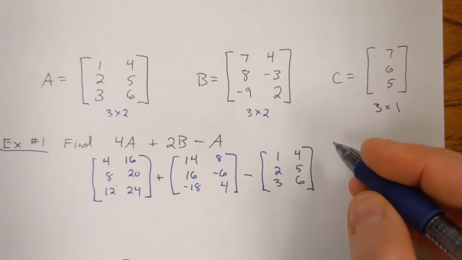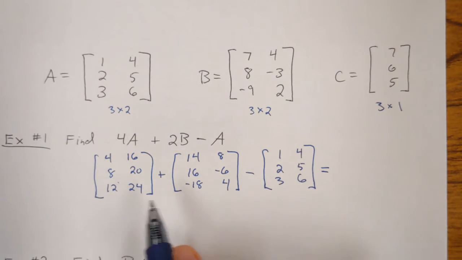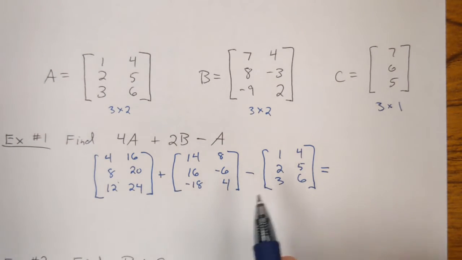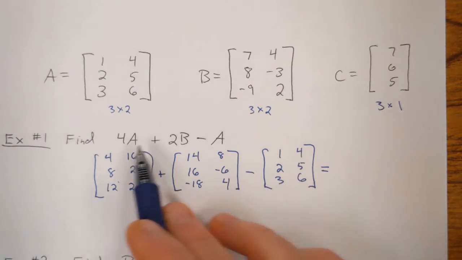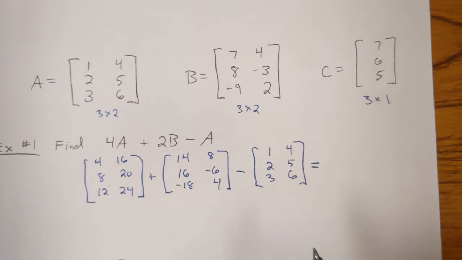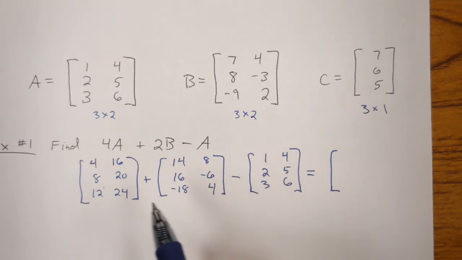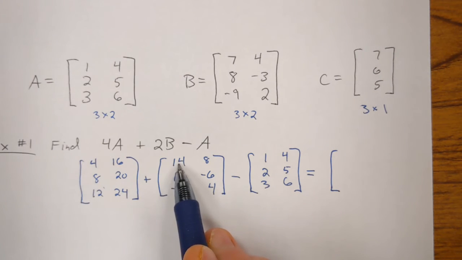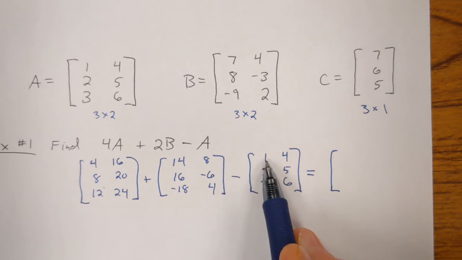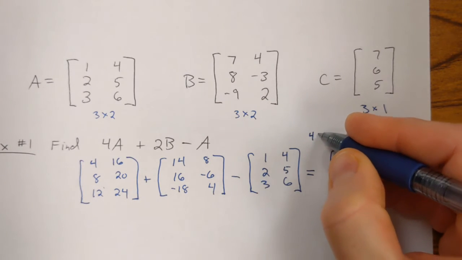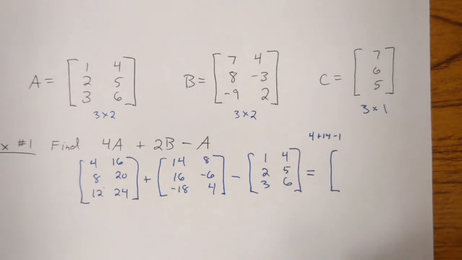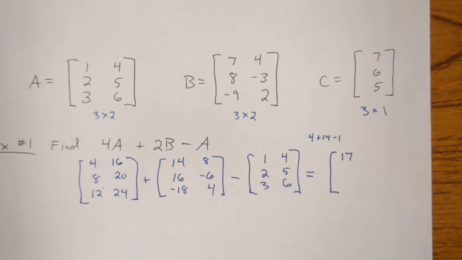I could certainly break these into separate steps and do it like that, but you know what? I'm going to do all 3 of these matrices, combine them all together. My first element, I'm going to take the 4 plus the 14, but then minus the 1. 4 plus 14 minus 1, that comes out to 17. That's going to be my answer in the top left corner.